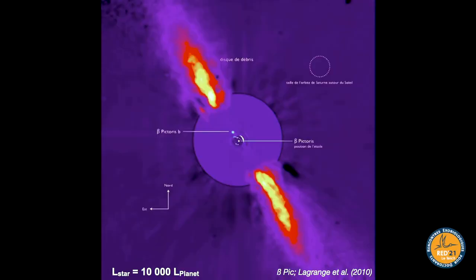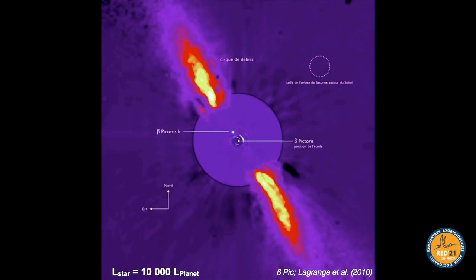And effectively, we did. This is an image of the beta Pictoris system. What you see here is an image where you have the disk of the star, the circumstellar disk, because this is a very young star that still has a gaseous disk around it.